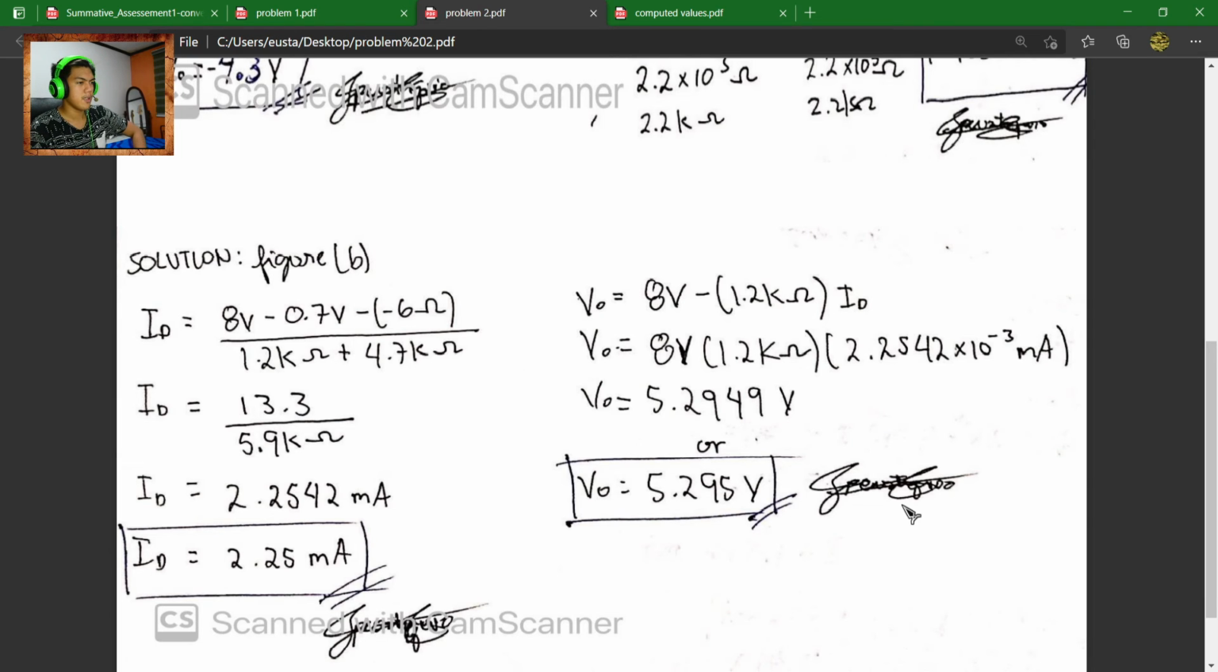So my computed values for problem number 2, figure A, is that the VO is equals to negative 4.3 volts, and the ID of figure A is equals to 1.955 milliamperes. And in figure B, the VO is equals to 5.295 volts, and the current of the diode is equals to 2.25 milliamperes.